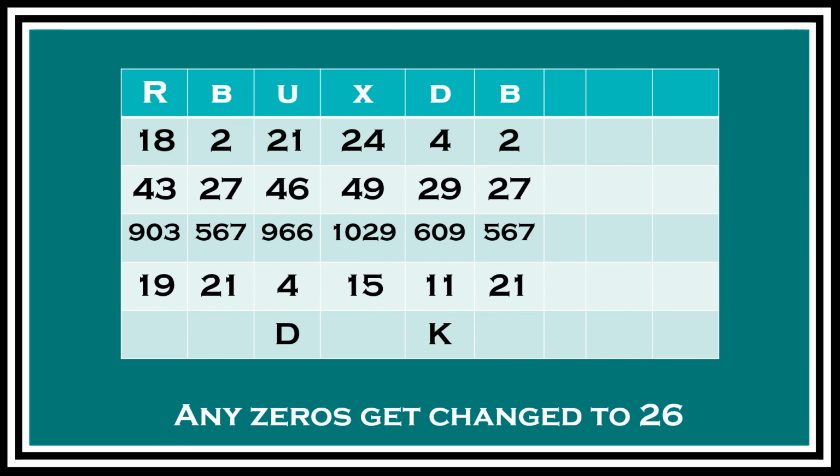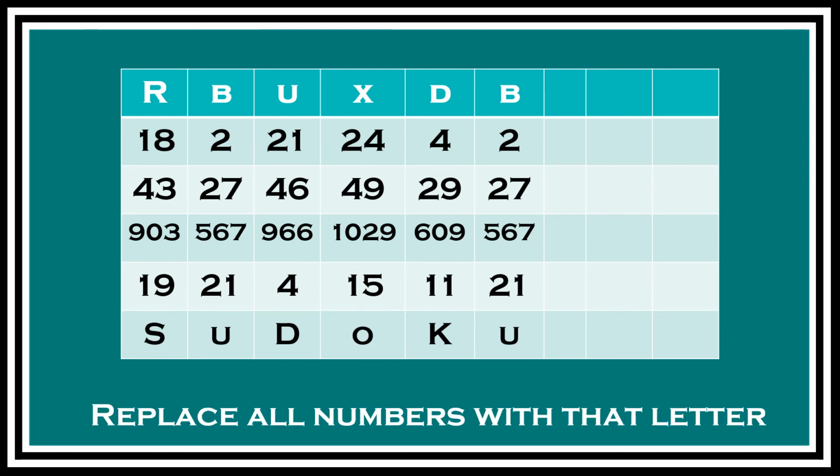The 19th letter of the alphabet is S. The 21st letter of the alphabet is U, and so on. So if we replace all numbers with the corresponding letter, we get Sudoku, a puzzle.